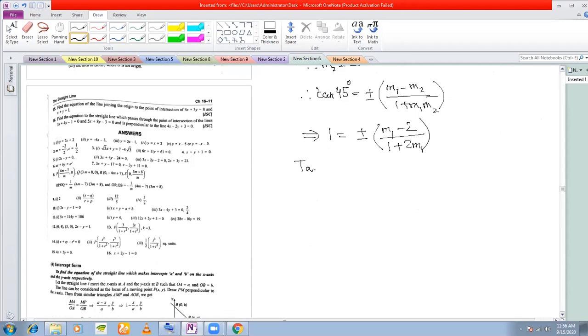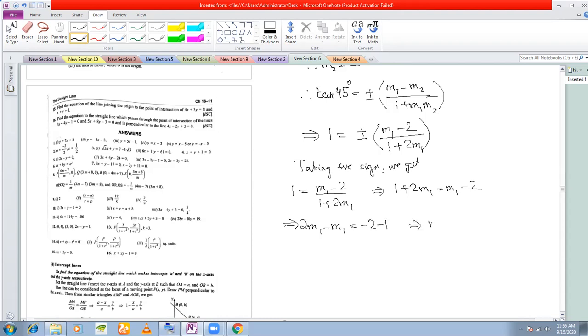Taking the positive sign, we get 1 is equal to (m1 minus 2) by (1 plus twice m1). So you get 1 plus twice m1 is equal to m1 minus 2. So twice m1 minus m1 is equal to minus 2 minus 1, which is minus 3. That means m1 is equal to minus 3. So you get one slope. Now you take the negative sign.